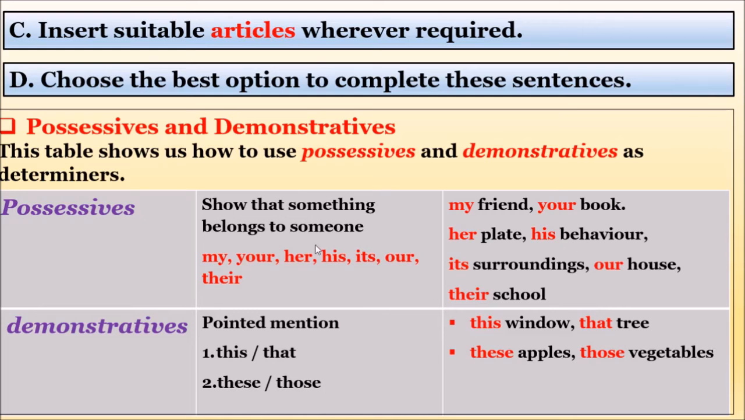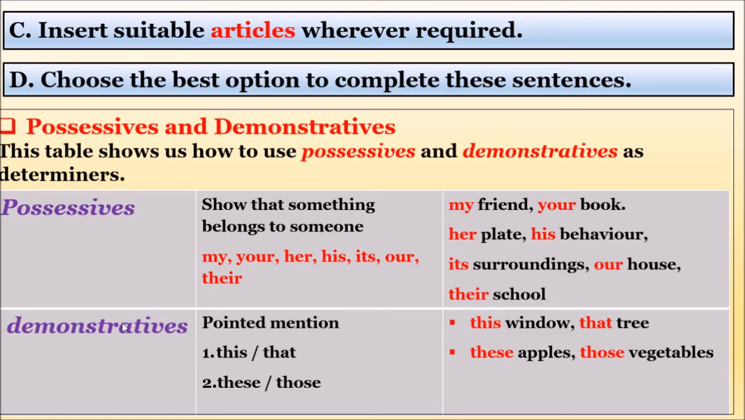Examples for those words are my friend. So the friend is mine, right? I am showing the ownership on my friend. Your book, so this book belongs to you. Her plate, the plate belongs to her. His behavior, the behavior is his side, and its surroundings, our house. All the red words are the possessives which denote that noun, that is showing ownership towards that particular noun which is following that word.